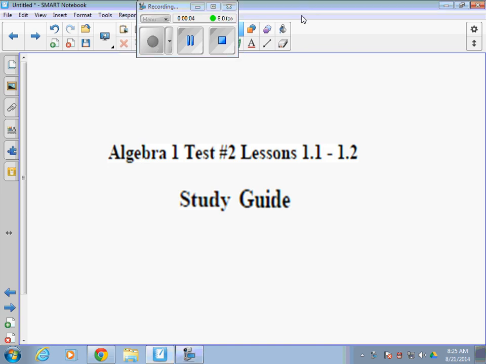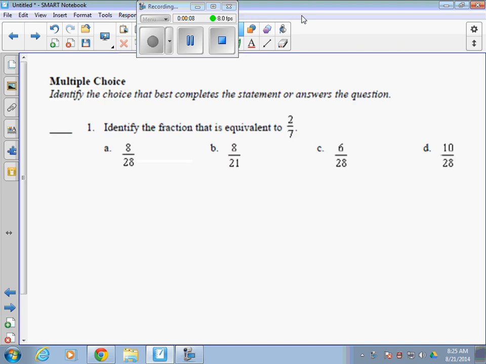Okay, this is Algebra 1, test number 2, study guide. Number 1 tells you to identify the fraction equivalent to 2 over 7. So if you multiply 2 by 4, for example, if you compare it to A, you multiply it by 4, you get the number 8. If you multiply 7 by the same number 4, you're going to get 28. So A is actually going to be the correct answer, just like on test number 1.